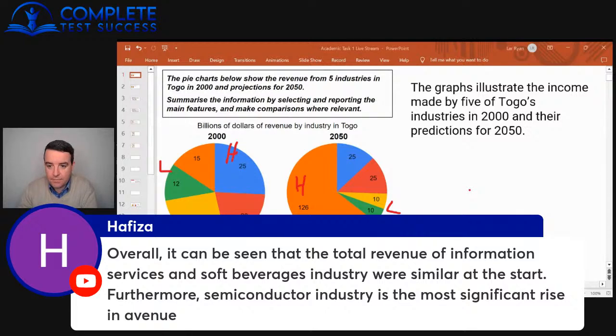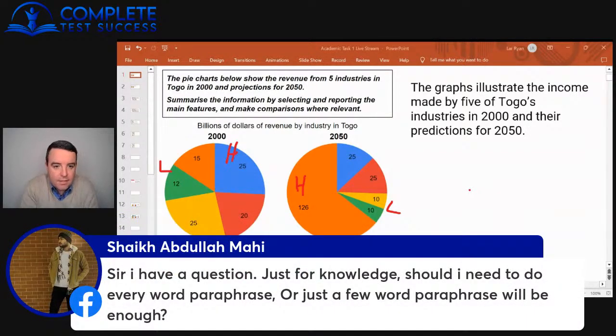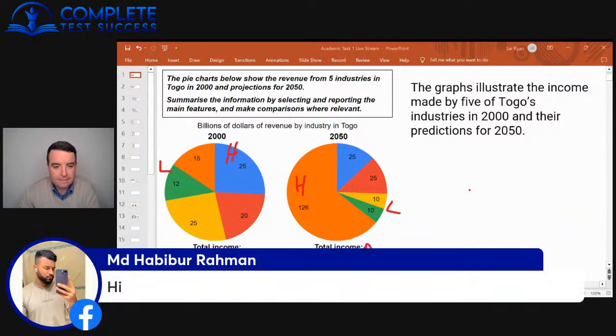So this isn't appropriate either, Hafiza. Sir, I have a question just for knowledge. Should I need to paraphrase every word or will just a few words be enough? You change as much as you can, and it depends on the question and on the candidate. The better your English, the more you will be able to change, but you do not need to change every word. Change as much as you can, but make sure it's accurate and it's clear. Those are the most important things.